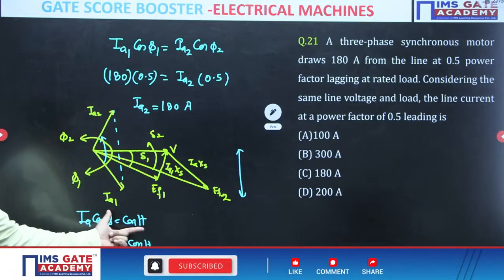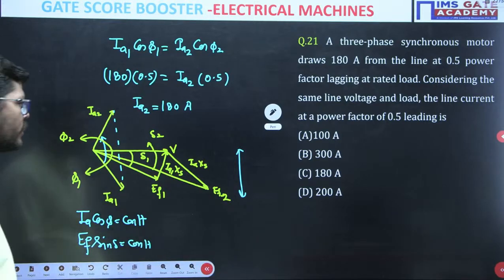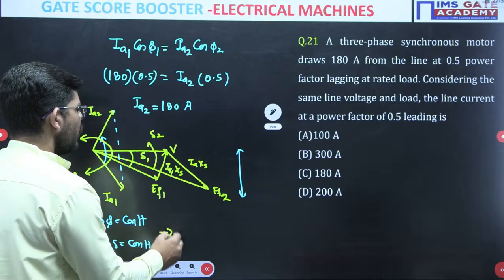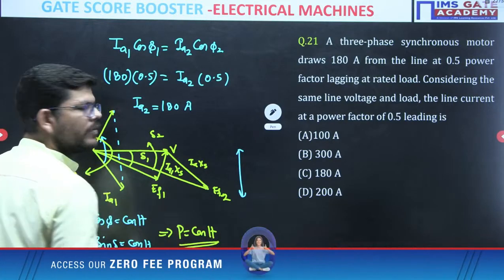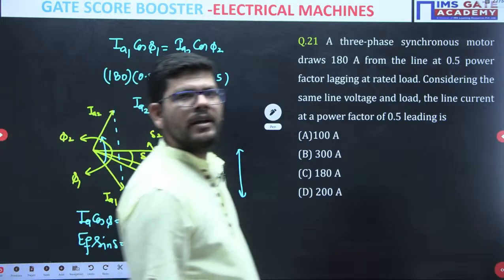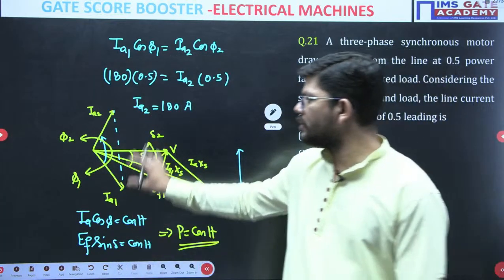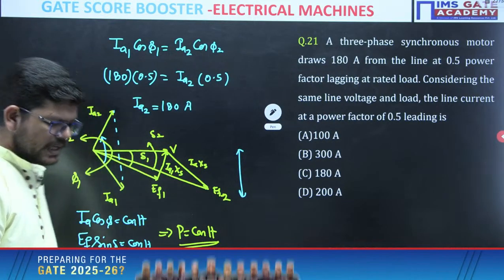Ia cos phi remains constant during that, Ef sin del remains constant during that, because for power to remain constant, same power, same load, we are doing those things. And that they have mentioned. That is why we are able to apply these things. So I hope that this question is also clear. It's an easy question, but you should know about these conditions. They may ask indirect questions related to this topic as well.